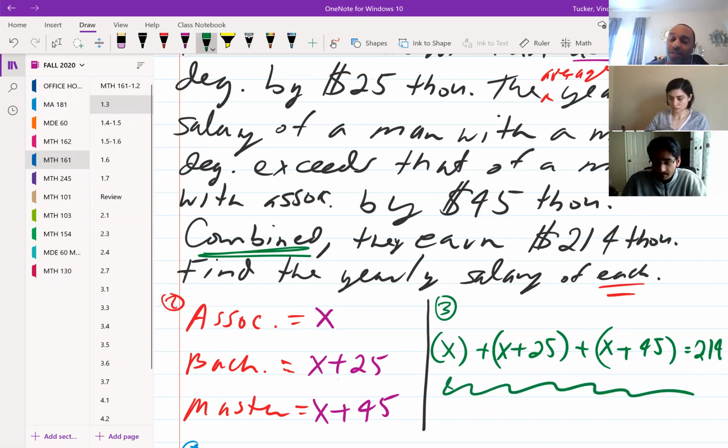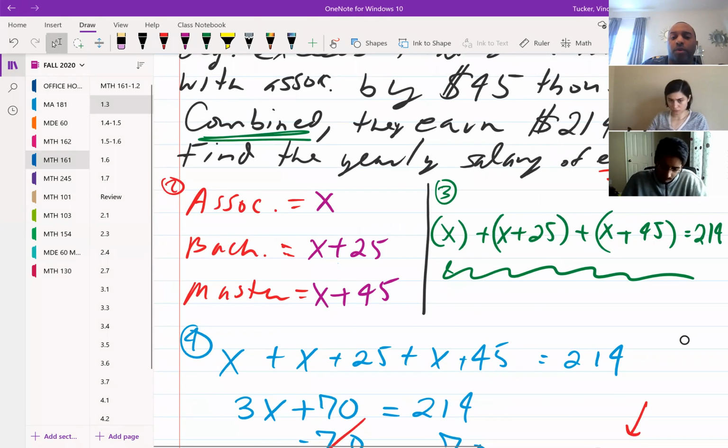Those parentheses are just there to signify what was added together. We won't hold them there, but we're adding x plus 25, and x plus 45. When we add them together, it should equal 214. All right. Questions on that?